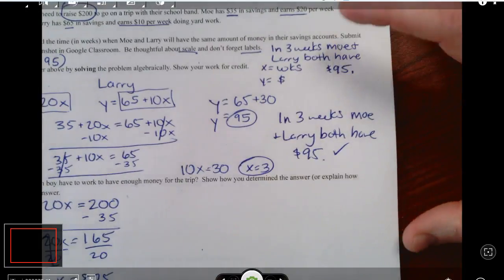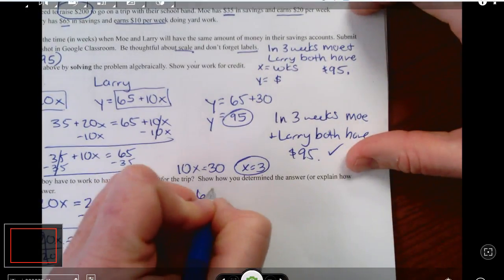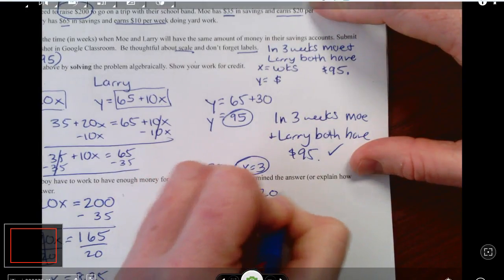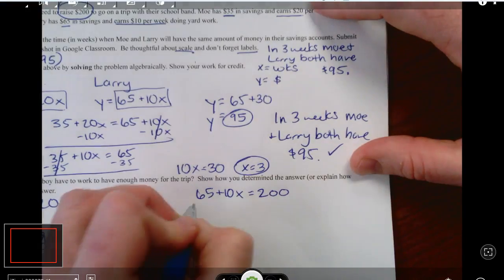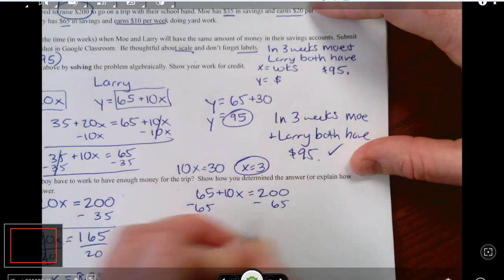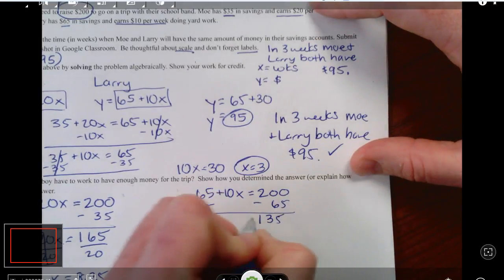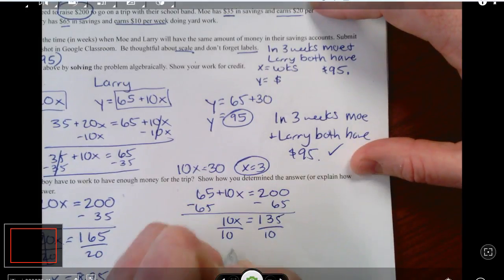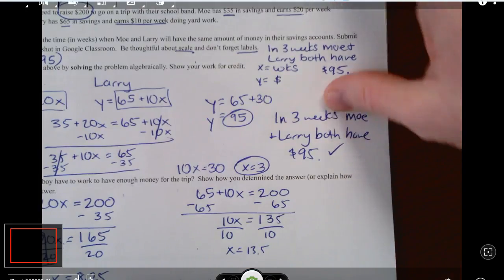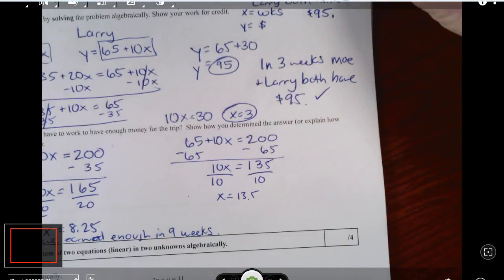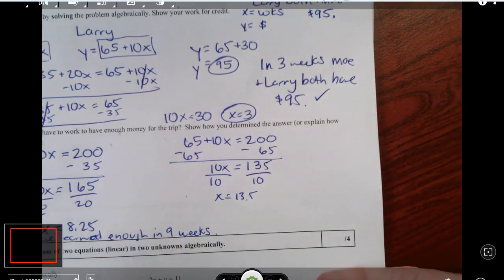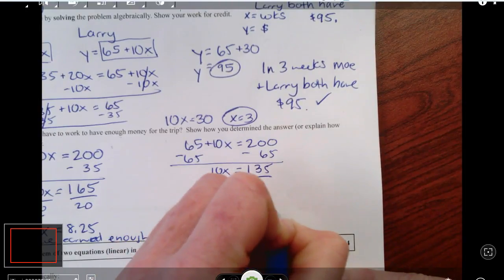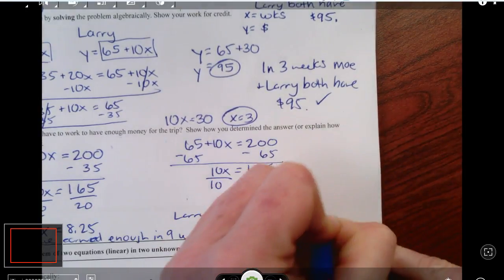Now Larry's equation is 65 plus 10x. We want to know when he has $200. So we subtract 65. 135 equals 10x. Divide by 10, and you get 13.5. So again, 13 weeks won't be enough. We're going to need to work for 14 weeks. So Larry will have enough money in 14 weeks.